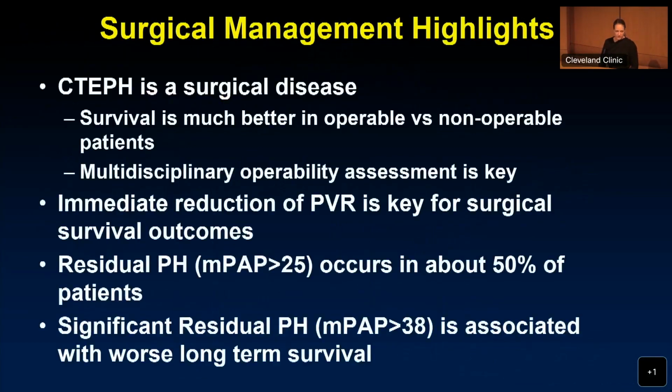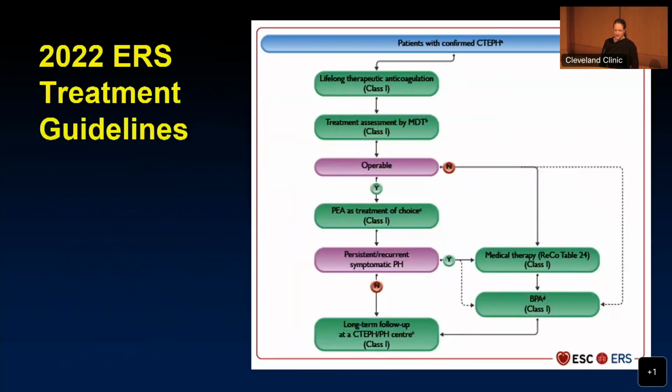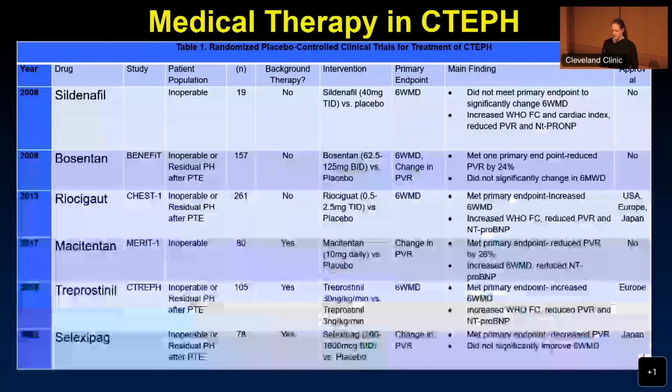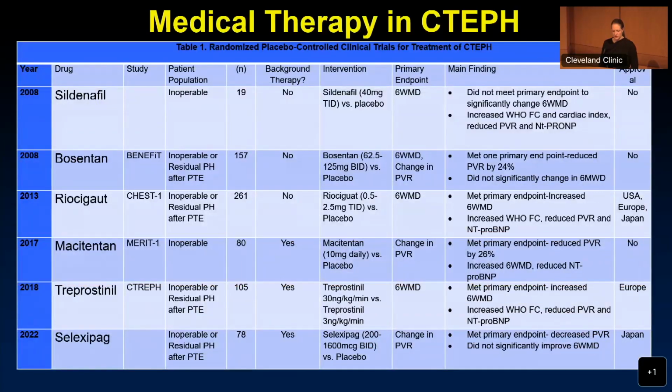So from a surgical management standpoint, these are the highlights from what I just talked about. I don't think I'm going to have time to go into too much about BPA at this point, but I'll just mention for patients that are not operable, there's basically a combination of medical therapy with pulmonary vasodilators and balloon angioplasty is what we can offer them. And I'll just skip ahead to my last slide, which I think highlights the best way to put that into practice.